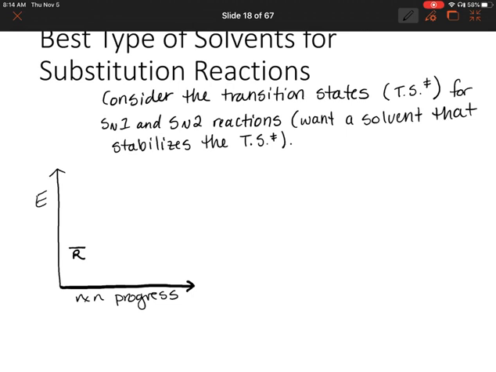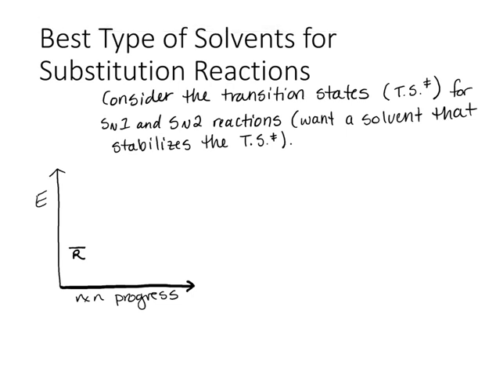Okay, so let's say we have our reaction coordinate diagram here, and our reactants are, let's say, right here in energy. And remember, in an SN1 reaction, there are two steps. So we have our first step, which is the rate limiting step. Then we form our intermediate. And then we have our second step that goes to the products. So what we're really going to consider here is the transition state for the rate determining step.